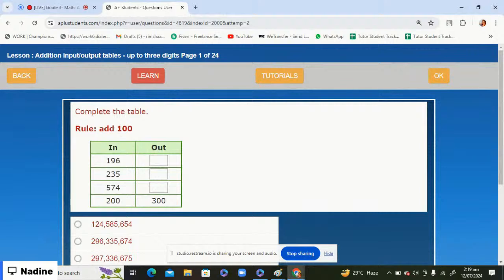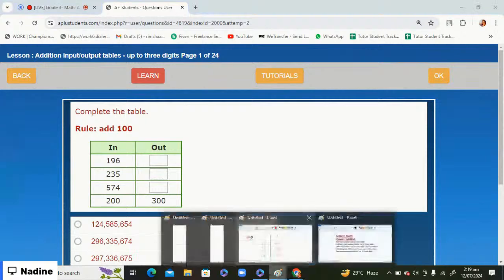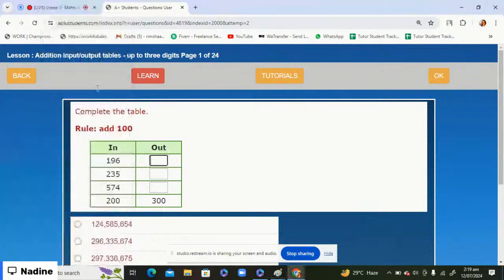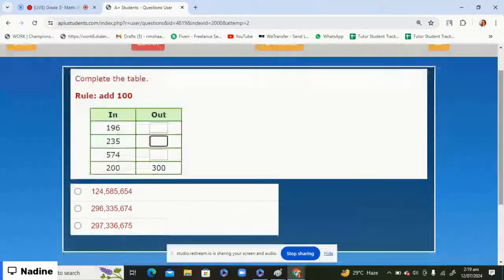When you add 100 to all of it, you guys tell me, when you add 196 with 100, what does it become? 296. Am I right? So the first one here you put 296. The next one, 235, becomes 335. The third one, 574, becomes 674, and the fourth one is already given.